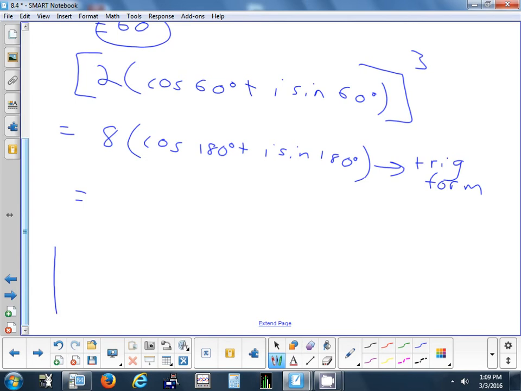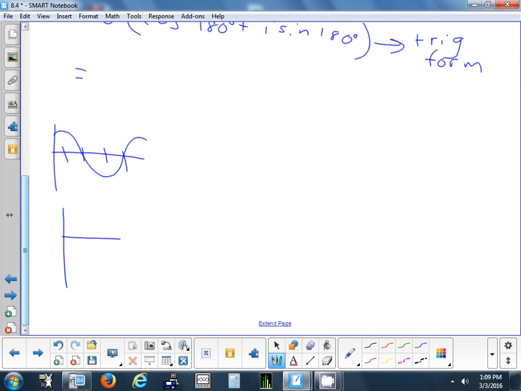Let's start with cosine of 180. What's the cosine of 180? -1. Right? 0 is at the top. 90 is at 0. 180 is at -1. So that becomes -1. And how about the sine of 180? Yeah, 0. At 90, we're at the top. At 180, back to 0.